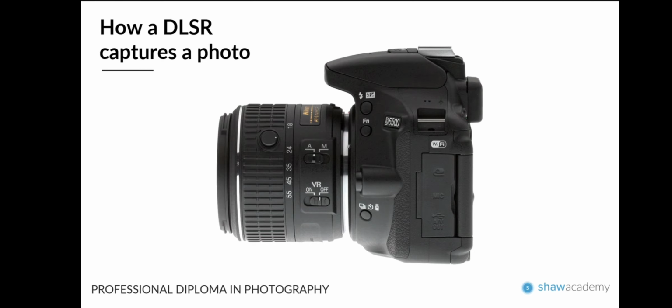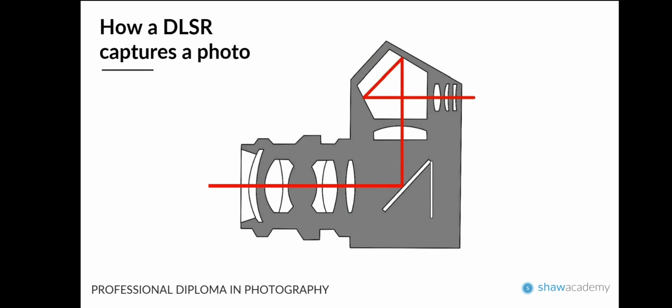So here we have our side view of a camera again. Let's chop this camera in half and have a look at the insides. So here's a very basic diagram of what's on the inside of a DSLR. First, we have our light entering the lens. So light enters through the lens, it passes through our aperture. So we choose how much light enters through the lens by controlling the aperture.